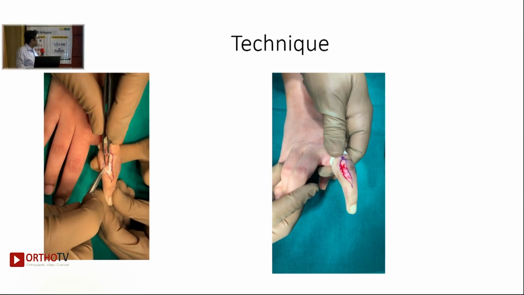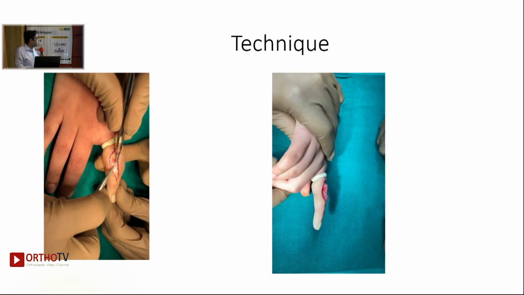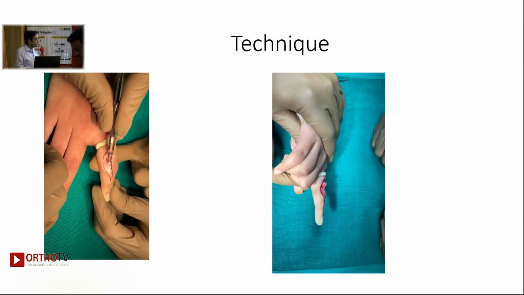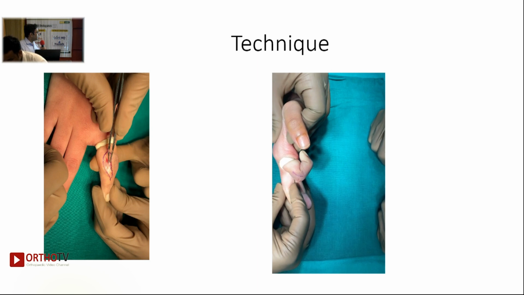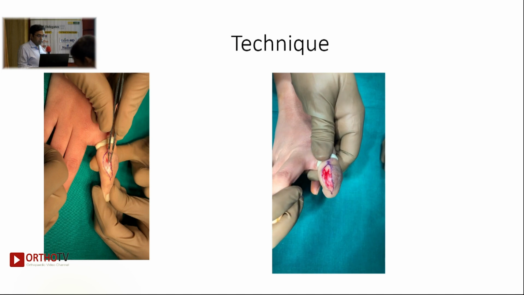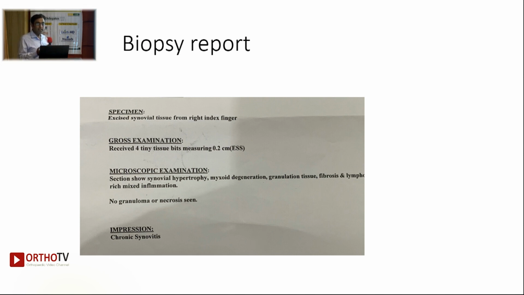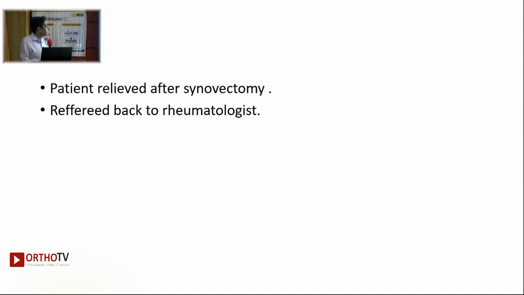This is immediately after synovectomy, done wide awake with a digital block, so that you can see the range of movement of the patient also. What we found here was chronic synovitis. Now we don't know what it is. It could be anything: rheumatoid arthritis, or psoriatic arthritis. So the smartest thing we did was refer to a rheumatologist, because we didn't want to go into the depth of that.